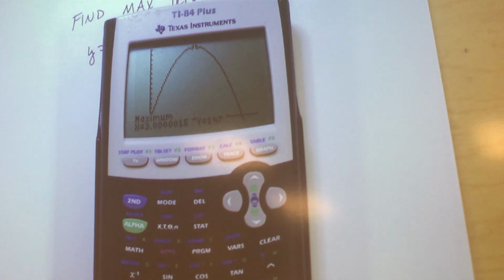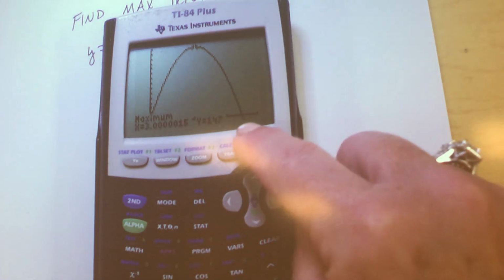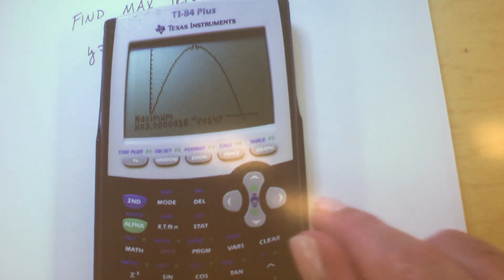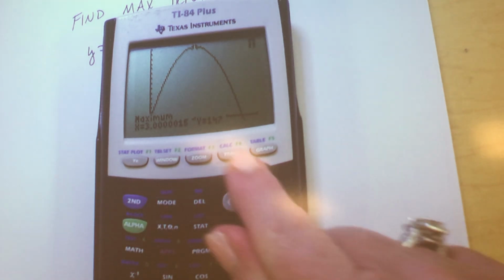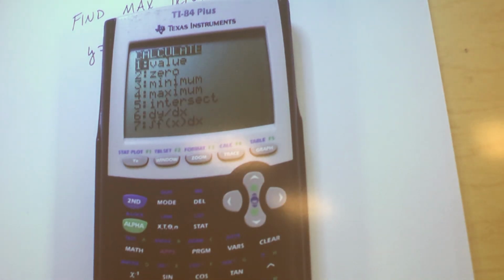Okay? What if I said, how long does it take that ball to hit the ground? What would you be looking for? A 0, right? Yeah, the x-intercept over here. And yes, they are called zeros. Okay? I can make my calculator find it, right? I could go second and calculate. What am I looking for? A 0. So I choose number 2.